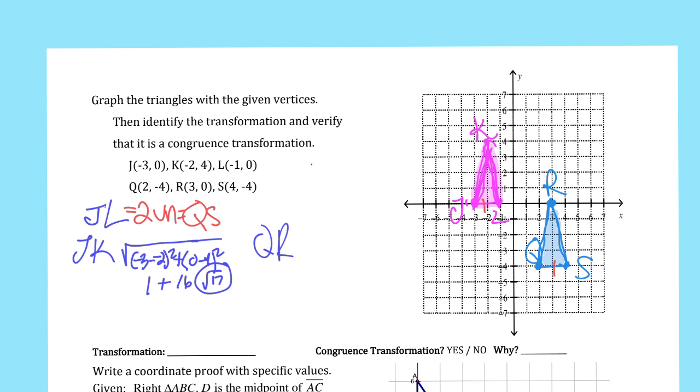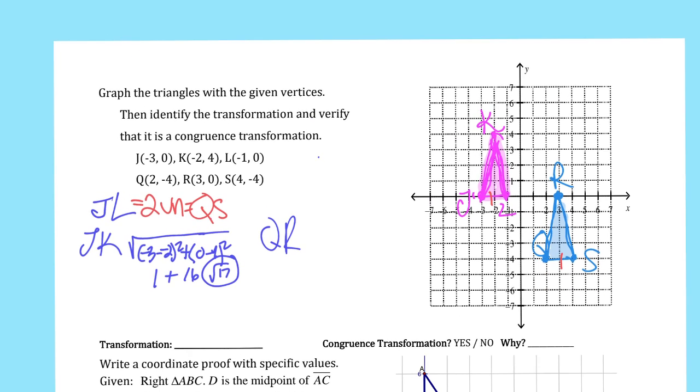All right, so QR. If you take Q and R and subtract those points, let's try it. Let me grab these here. Q to R, we're going to subtract the two x's: 2 minus 3, squared, and then subtract the two y's: 0 minus -4 is 4, squared. So that's -1 squared, which is 1, and 4 squared, which is 16.